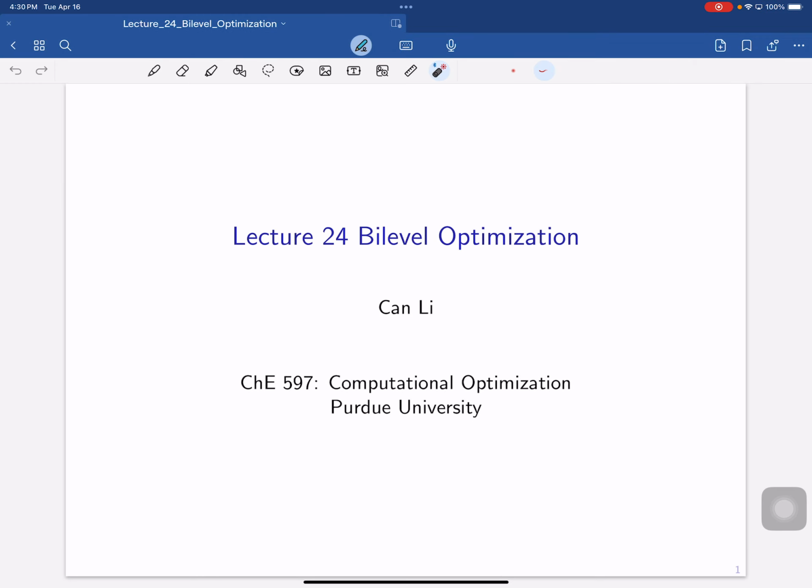So we'll talk about bilevel optimization today. It is kind of like an optimization problem with a specific structure. And then we will use some of the theory we have developed before to solve the bilevel optimization problem.